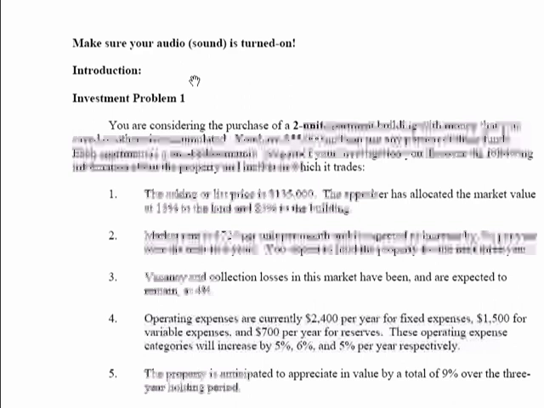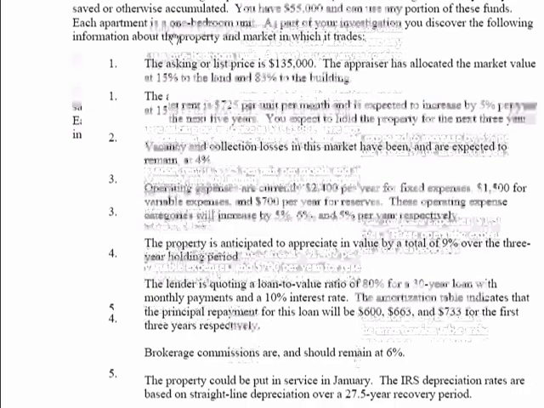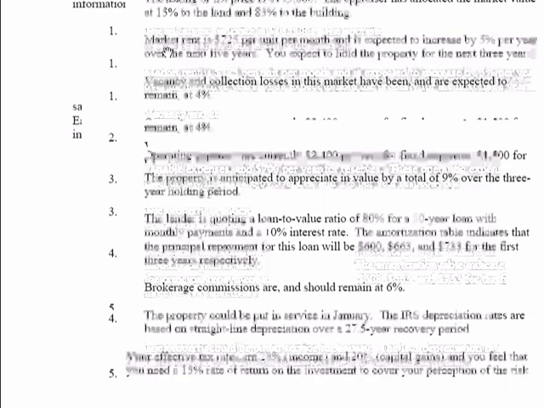And also our reserve account. Maybe variable expenses include utilities. We think utility prices are going to go up a little bit quicker. Assumption number, or input number 5: the property is anticipated to appreciate in value by a lump sum total of 9% over the 3-year holding period. Now that's not 9% per year, but 9% lump sum, just total.